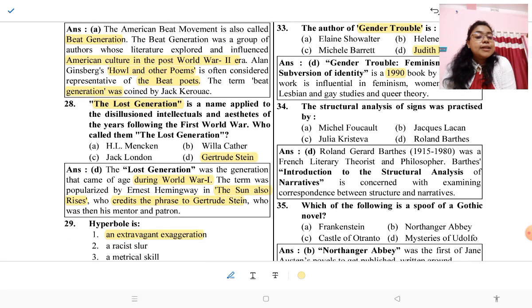The structural analysis of narrative was practiced by Roland Barthes. Roland Barthes was a French literary theorist and philosopher. Barthes' introduction to the structural analysis of narrative is concerned with examining the correspondence between structure and narratives. So the structural analysis of narrative was practiced by Roland Barthes. I also made a video about Roland Barthes. You can check it, where I try to explain the concepts by Roland Barthes.